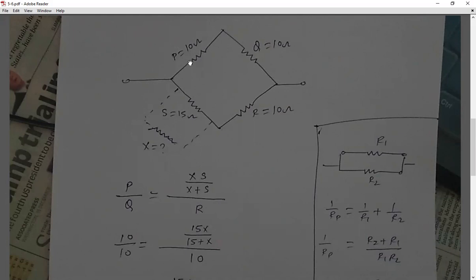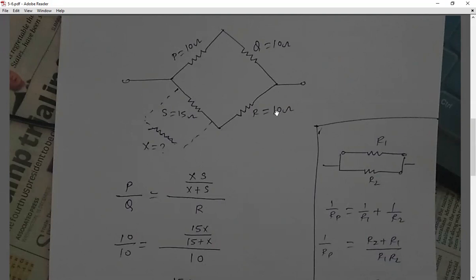In the earlier problem, three resistances were given and we had to determine the unknown resistance. In this problem all four resistances are given, but it is saying that the bridge is not balanced. So what should you do across resistance 15 ohm to make the bridge balanced? Let's check why the bridge is not balanced. Wheatstone's balancing condition says that the ratio P by Q should be equal to S by R. So 10 by 10 is 1, 15 by 10 is 3 by 2.